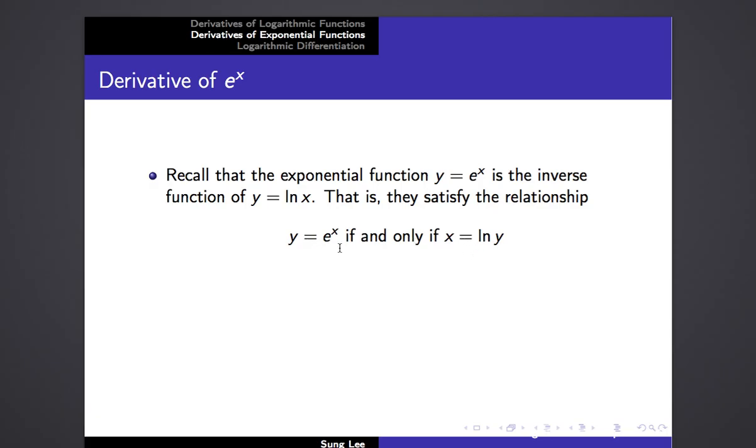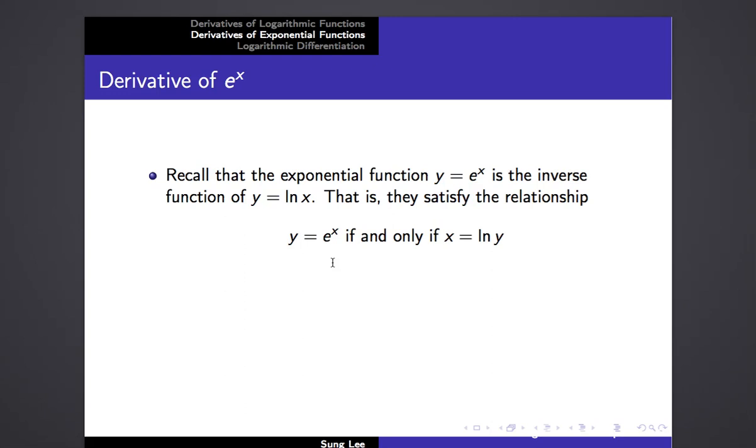If you remember, how do we find the inverse function? First, you swap x and y. Why are we doing that? Because a given function and its inverse function swap the domain and the range. That's why we swap x and y. So if you swap, we have x equals e to the y. And then the next step is you solve that for y.